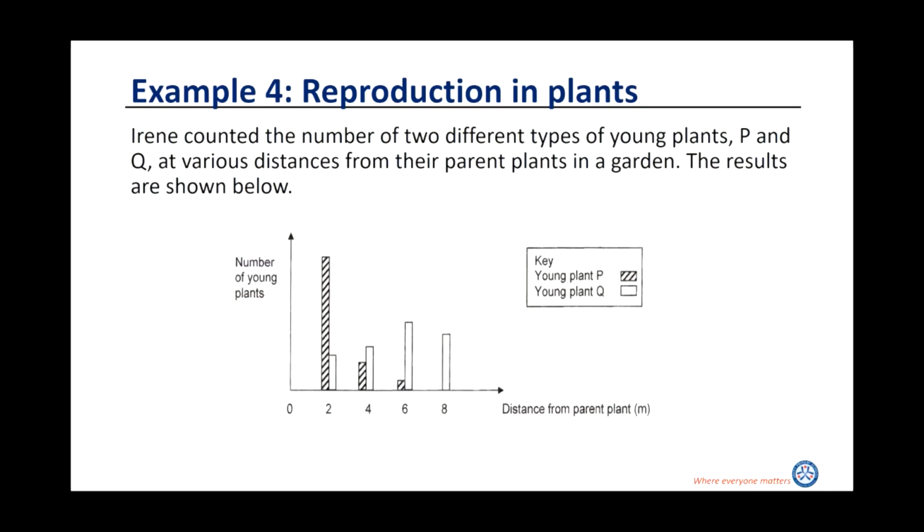The key is shown in the rectangle, where the shaded bar graph refers to young plant P and the unshaded bar graph refers to young plant Q. By analyzing the bar graph, we realize that young plant P is at a nearer distance from the parent plant compared to young plant Q. Looking at the number of young plant P at a distance of 2 meters from the parent plant. Also looking at the distance of 8 meters from the parent plant, we can only find young plant Q there.